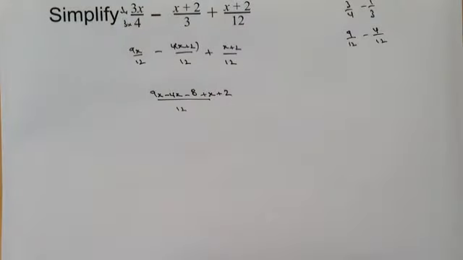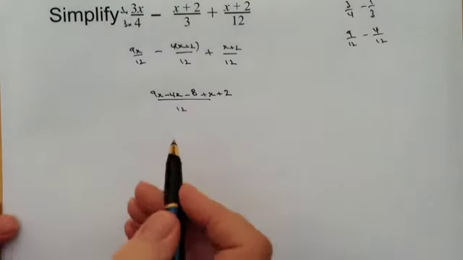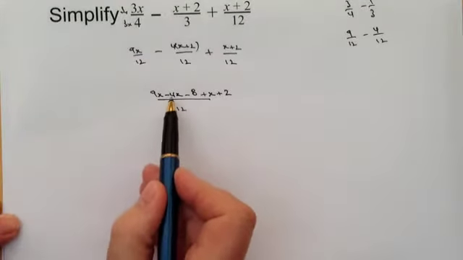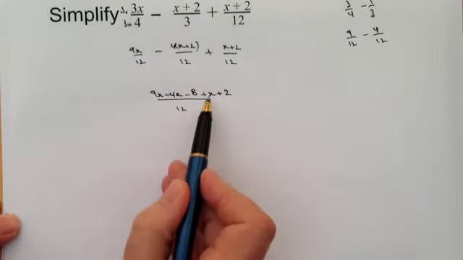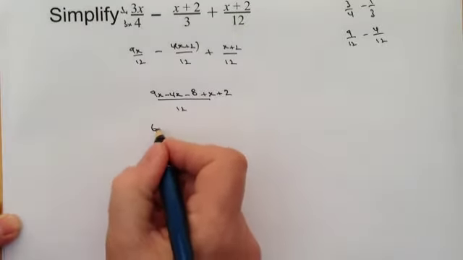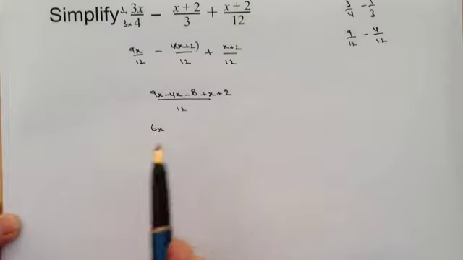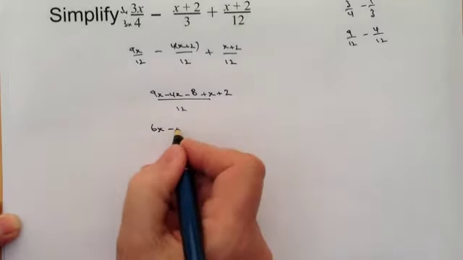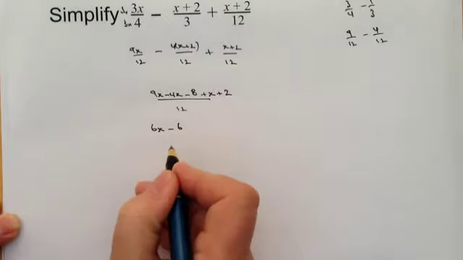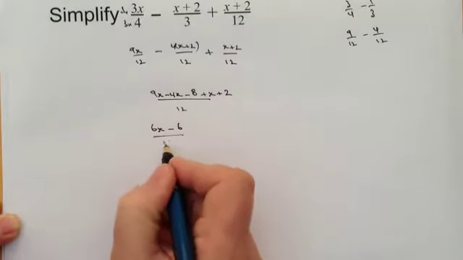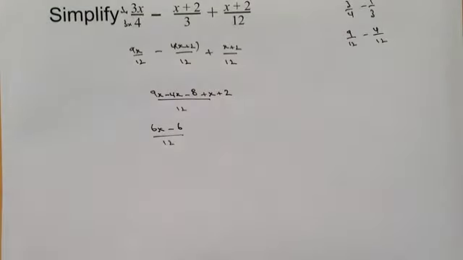Okay, and again we're going to tidy this up a little bit, and what you'll find is you've got 9x minus 4x plus x. Well, that's going to give you 6x, and then you've got minus 8 plus 2, which is going to give you minus 6, sorry, beg your pardon, and that's all going to be over 12. Okay, that really is the answer.